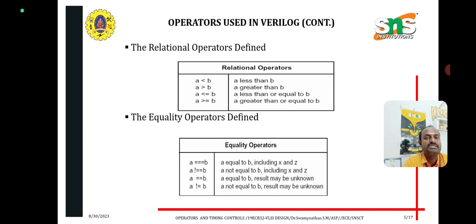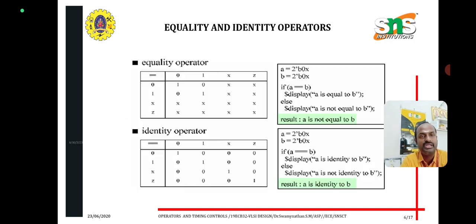Next we will discuss the relational operators, defined as A less than B, A greater than B, A less than or equal to B, A greater than or equal to B. The equality operators: A equal to B, including X and Z; A not equal to B, including X and Z; A triple equal to B, where the result may be unknown; and A exclamation equal to B, meaning A not equal to B, but the result may be unknown. So these are the equality operators.